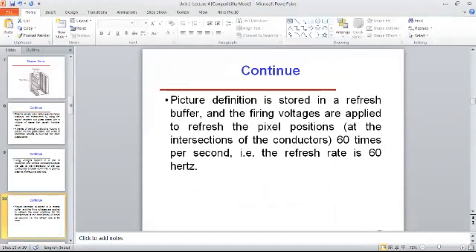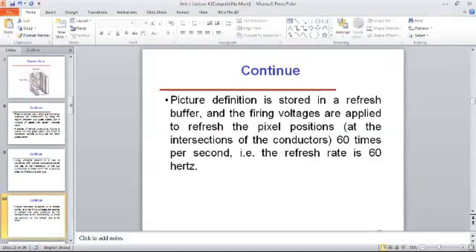So 60 times per second. How are the changes taking place? It is changing 60 times per second. In 1 second, it is changing 60 times, which means the picture is changing 60 times per second. It means the refresh rate is 60 hertz. The unit is hertz. It means it is refreshing again and again, 60 times in 1 second.